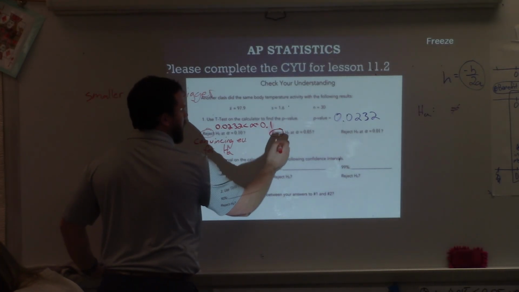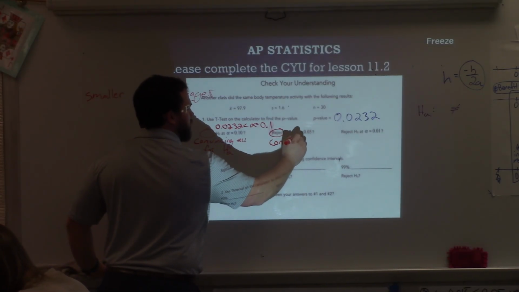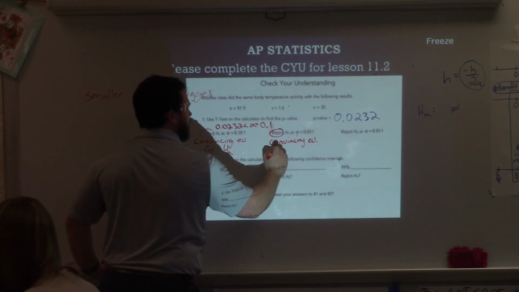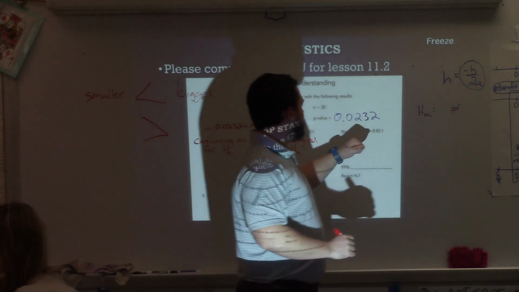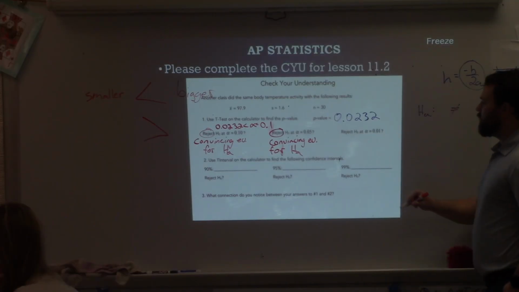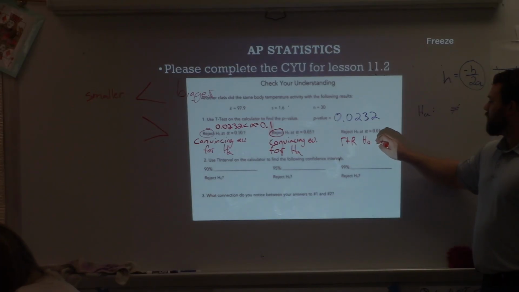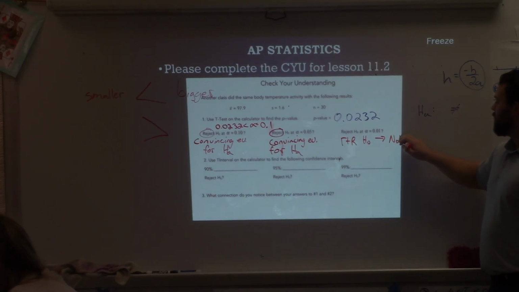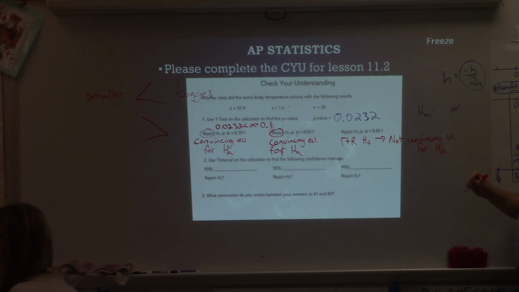We also reject, right? The p-value is still less than alpha. We still have convincing evidence for the alternative. What about at 0.01? We fail to reject the null, not convincing evidence for the alternative.